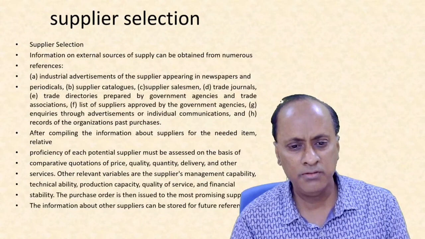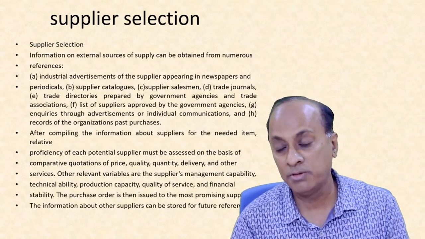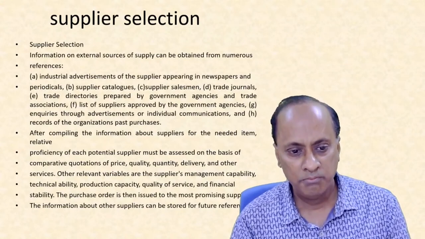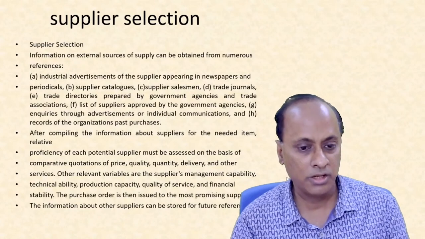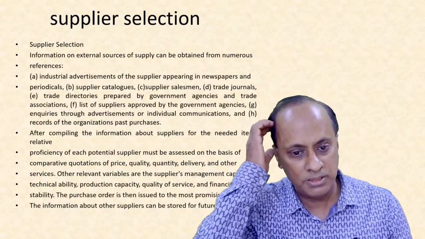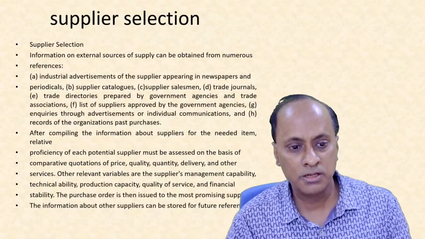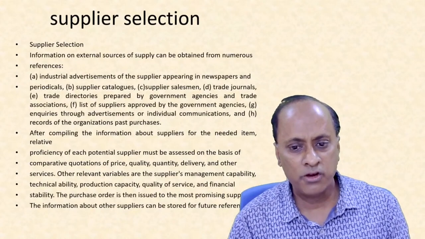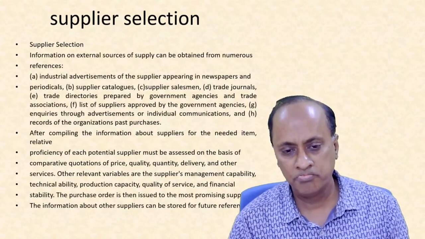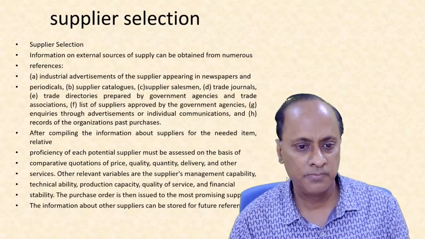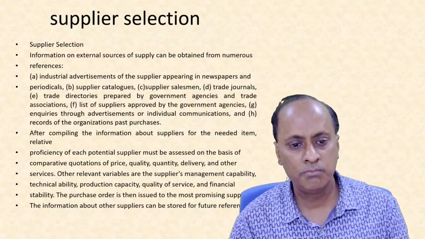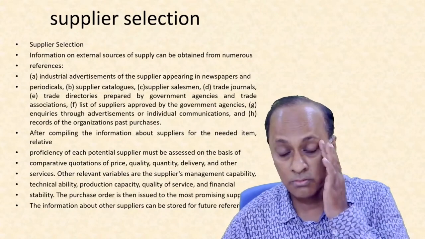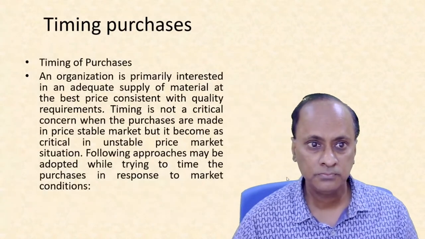And other relevant variables are the supplier's management. What is the management capability? What is their technique? Whether they have technical persons available in their organization. What is their production capacity? What is the quality of service? All these factors are to be analyzed to find out who are your promising suppliers, who is the best supplier. On this basis, we give the purchase order and we keep the addresses of others in store for future reference.